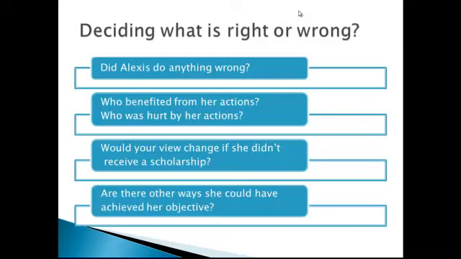Now, what's right or wrong in this scenario? Did she do anything wrong? That's what you'll have to think about and respond to. Who benefited from her actions and who was hurt? Would your view change if she didn't receive a scholarship? Are there other ways that she could have achieved her objective?